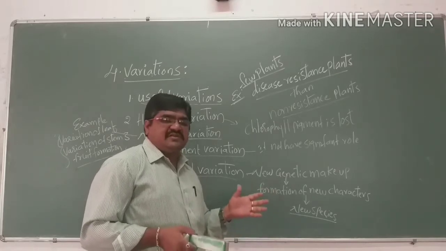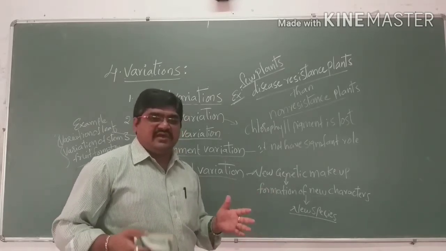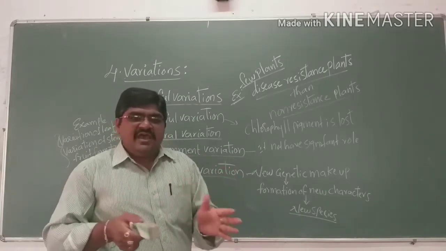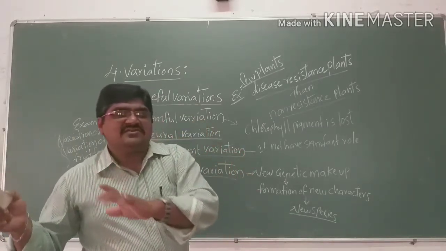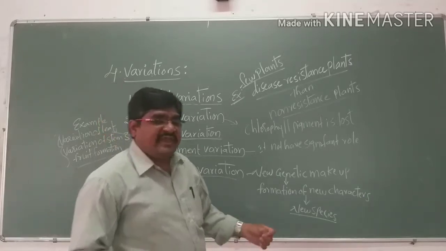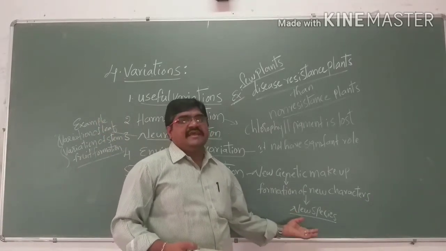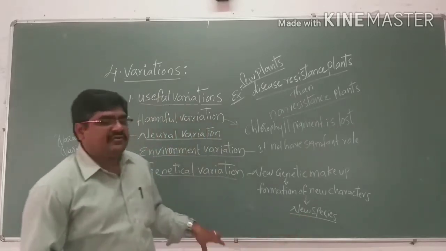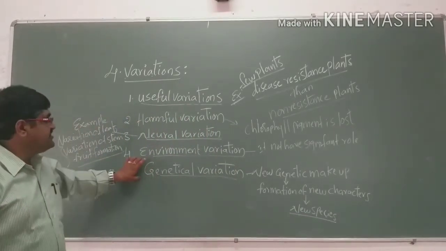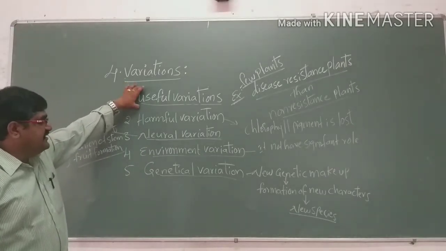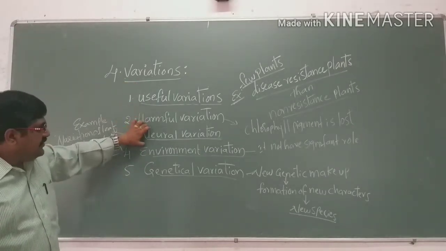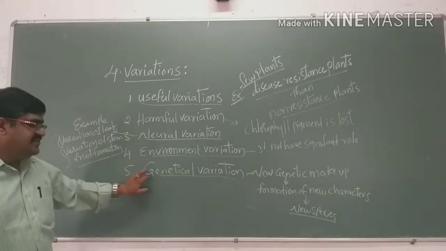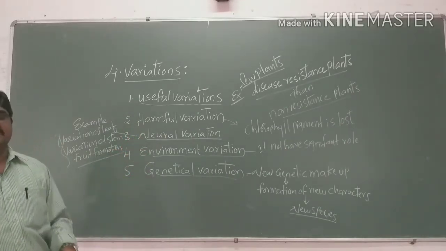These characters will transfer from generation to generation, so that new species of organisms are produced in nature. So these are the 5 types of variations: useful variation, harmful variation, neutral variation, environmental variation, as well as genetic variation.